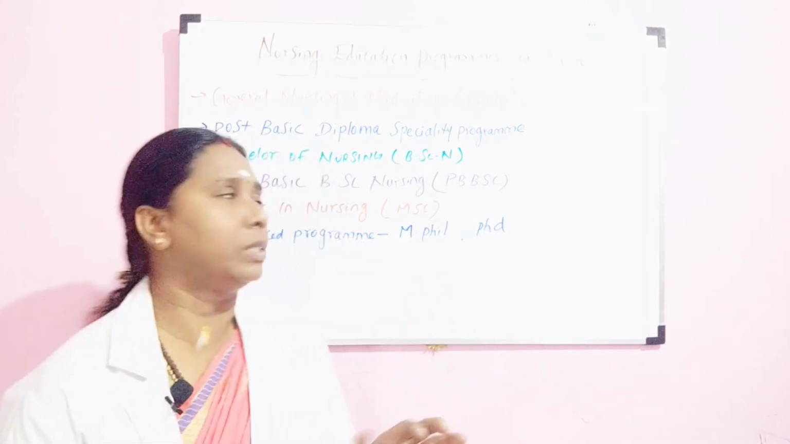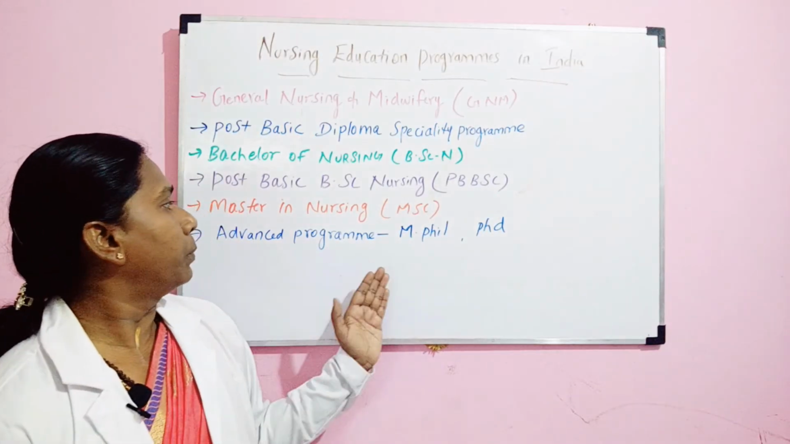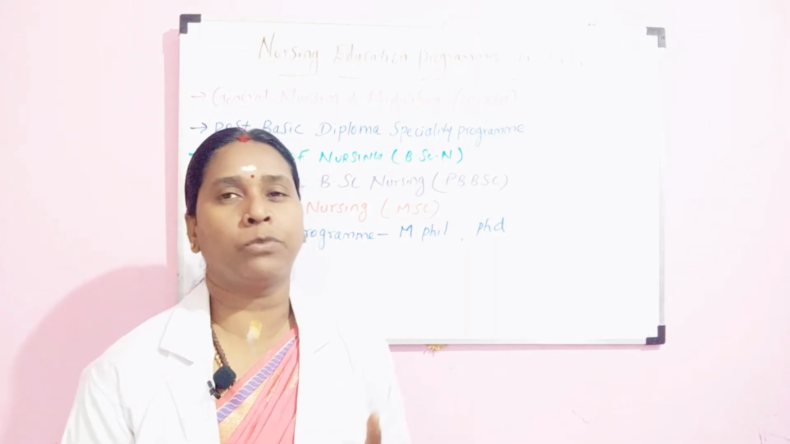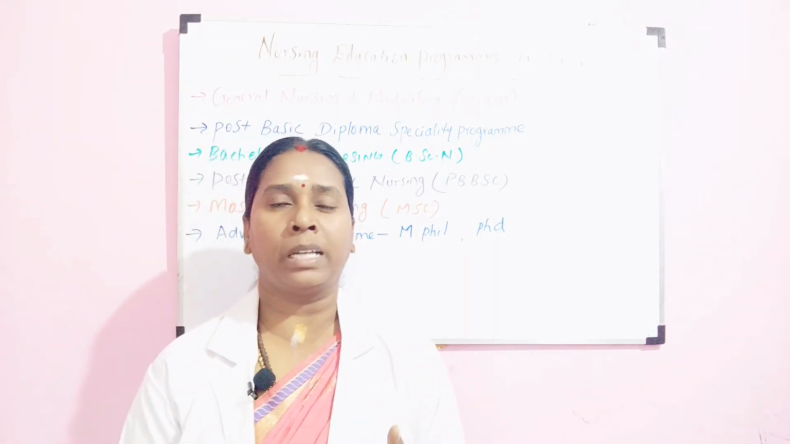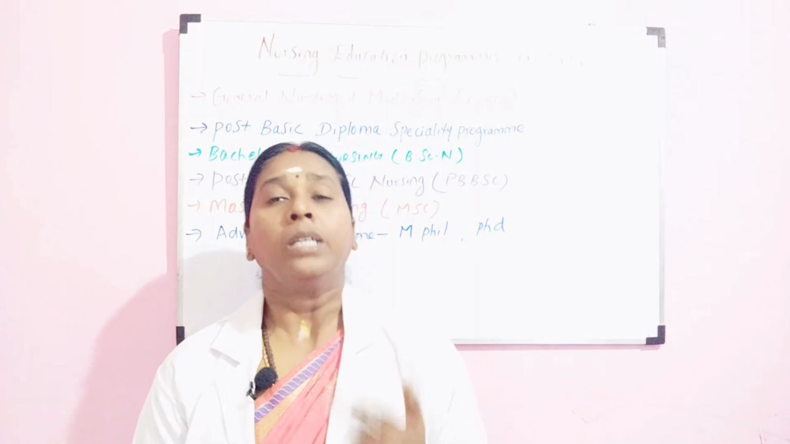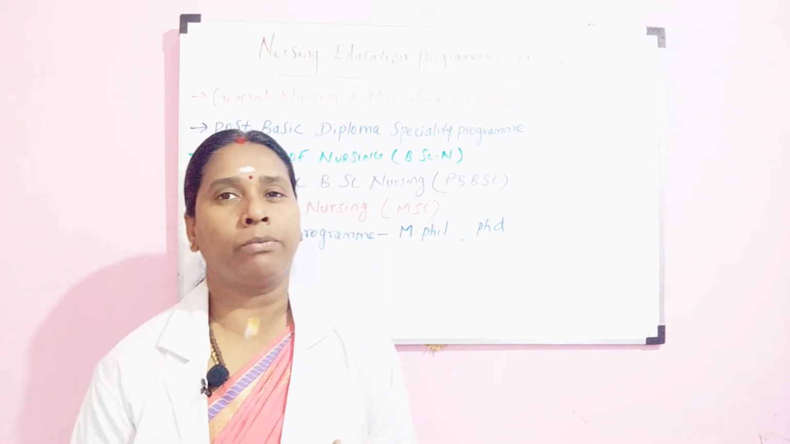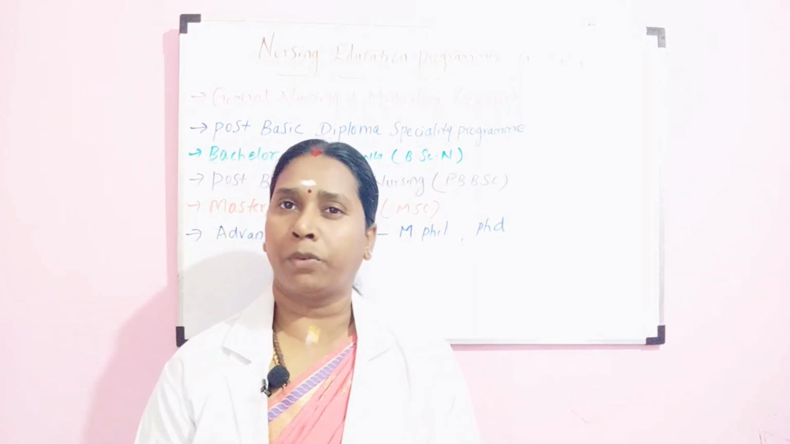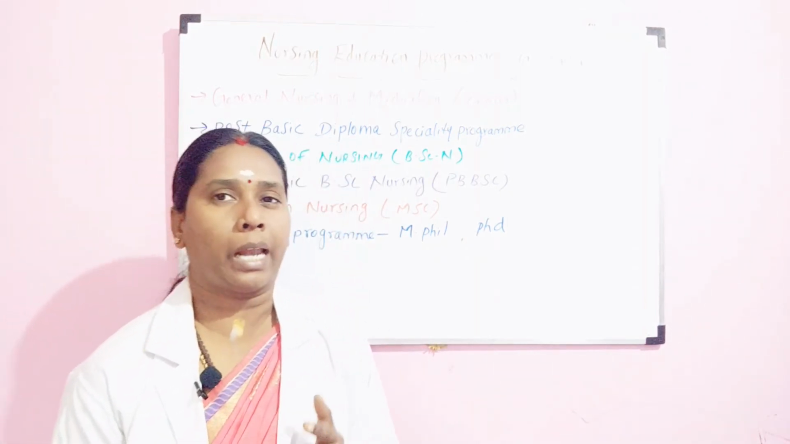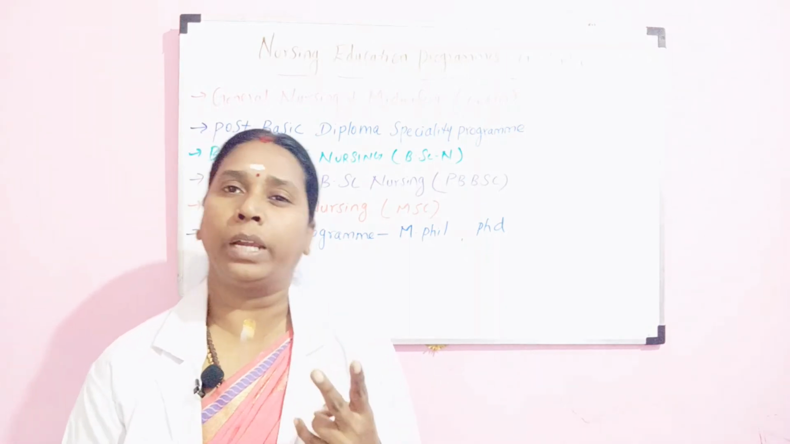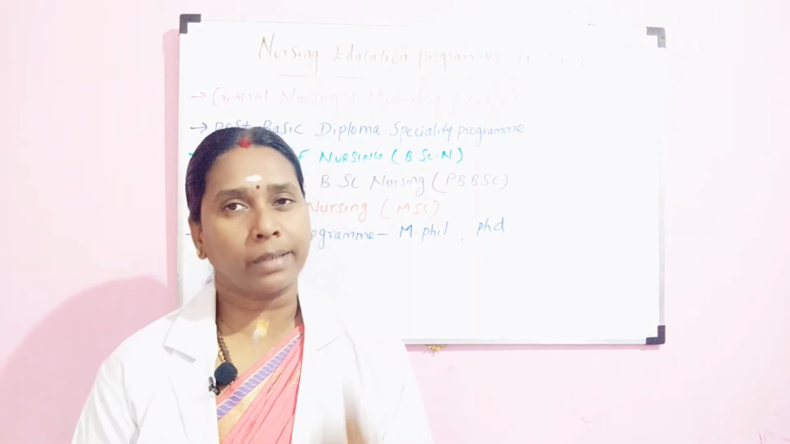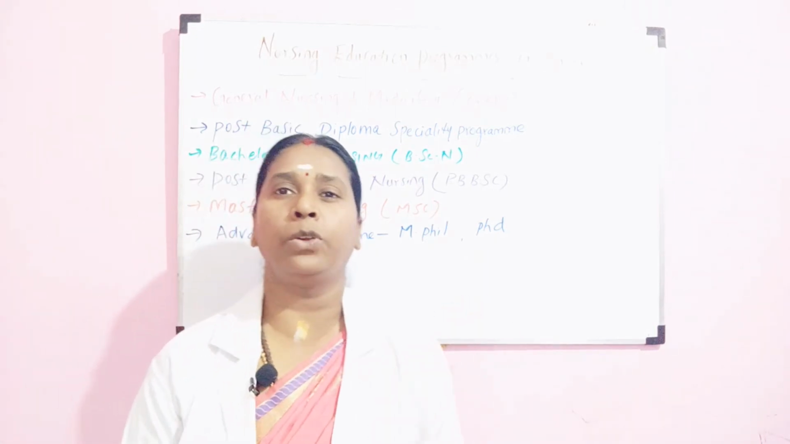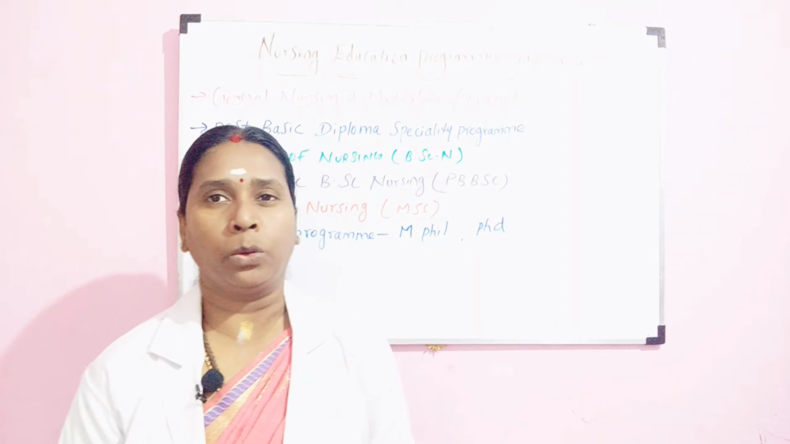And then comes the advanced programs. You have 2 areas of advanced programs: one is your MPhil and one is your PhD program. So what is MPhil? In case you are doing it as a regular course, you will be doing it for 1 year, and in case you are doing it as part time, you will be doing it for 2 years. Okay, so it is your masters in philosophy, that is, in nursing it is MPhil in nursing you get.